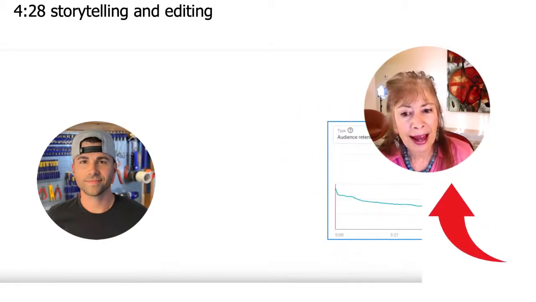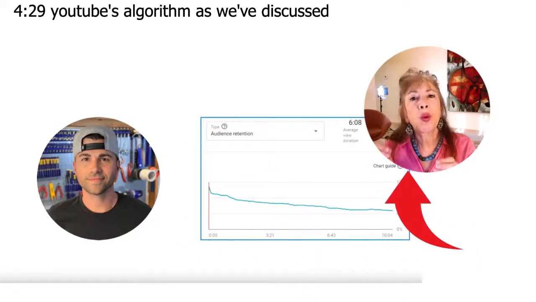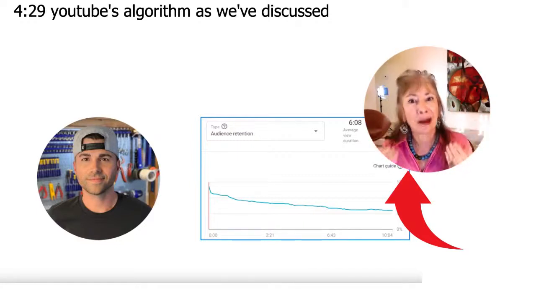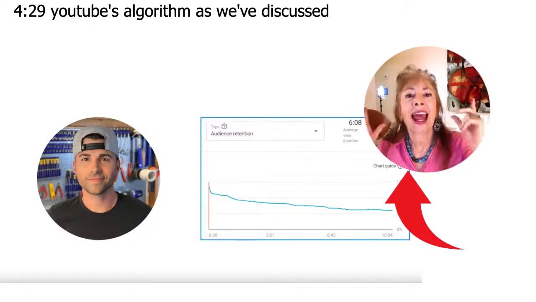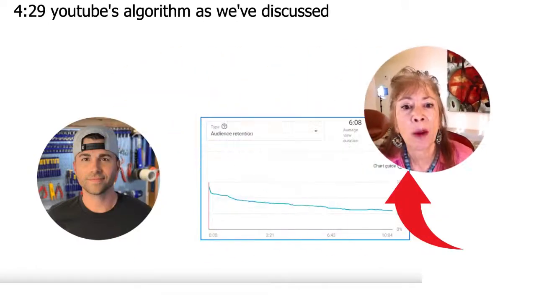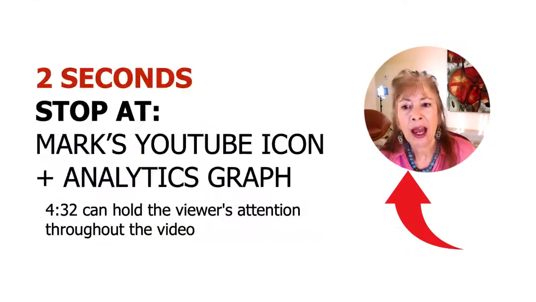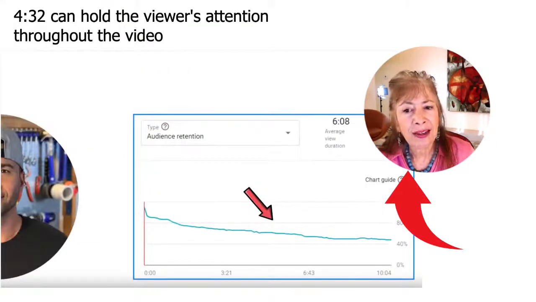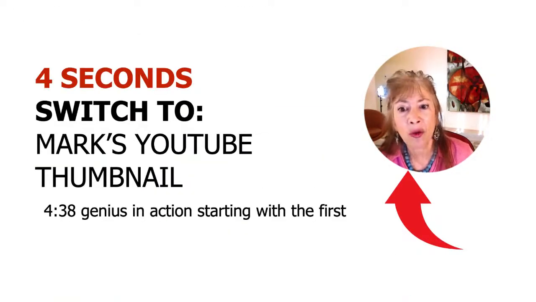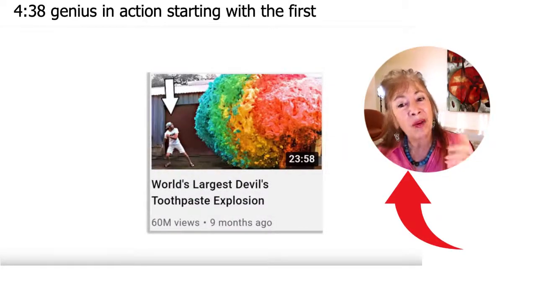So Paddy's talking about all the different things that Mark does. This graph comes in. This is what I'm talking about, B-roll. So as Paddy Galloway is talking, like I'm talking right now, except you don't see his face, all of these things are happening on the screen without the addition of a person speaking here. It's just the voiceover and these images that you see. So in the next 2 seconds, we see the audience retention graph. In the next 2 seconds, we see the good storytelling and editing analytics graph. Four seconds, we switch to what is the genius in action, starting with the first.